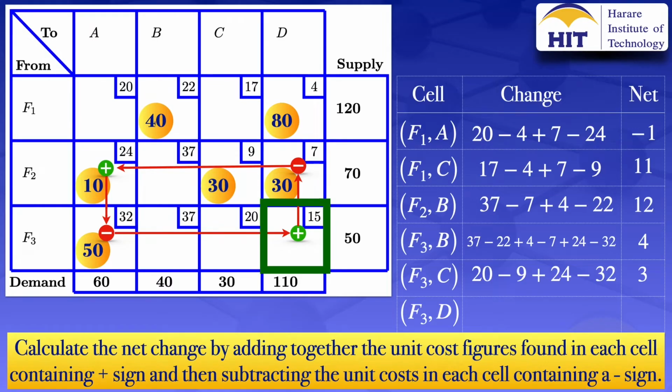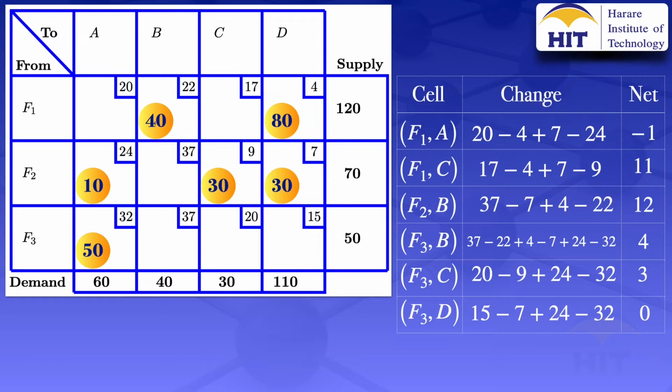So our change there will be 15 minus 7 plus 24 minus 32. That will give us a net change of 0. So we are now done looking at all the unoccupied cells. And then we go on and check if the solution is optimal. A solution is optimal if all the changes are greater than or equal to 0.